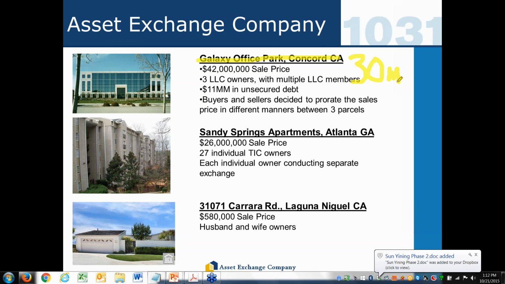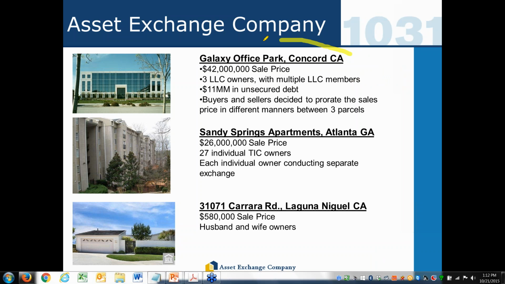So it's very, very important, whether you're doing a very large deal or a modest transaction, that you get your exchange company involved. That exchange company should be my company, hopefully. But you want to get us involved before you close escrow on the sale property. You can't touch your sale proceeds when you're doing a 1031 exchange. All right, so that's the lesson from the Galaxy Office Park that sold a couple years ago.